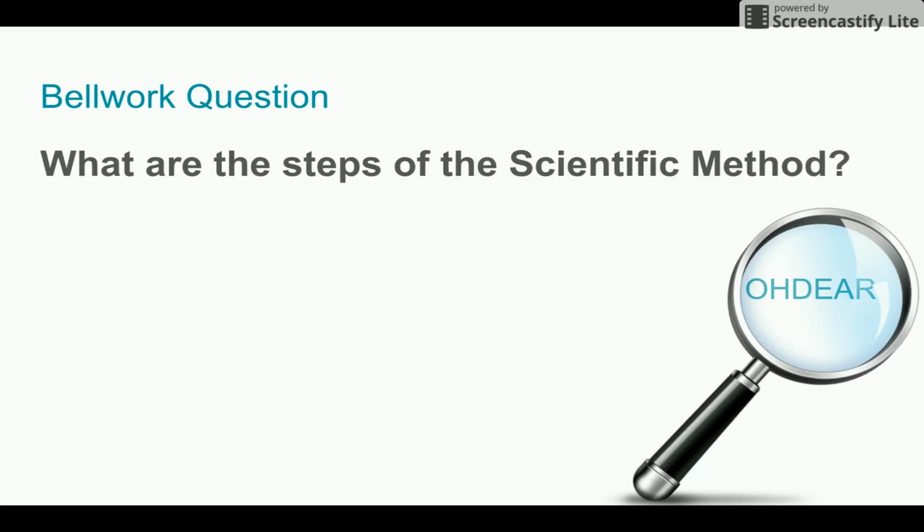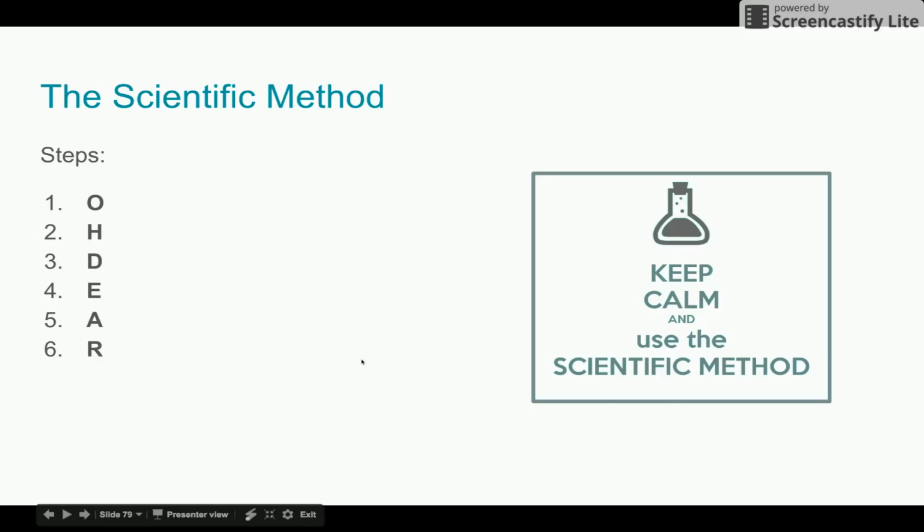So our bell work question was, what are the steps of the scientific method? And we talked about this mnemonic device here, oh dear. So this is a saying we can use to help us remember the steps, which are observation, hypothesis, design, experiment, analyze, and report. Okay, so here we have our oh dear again. So steps 1 through 6, and we're going to go through each step.